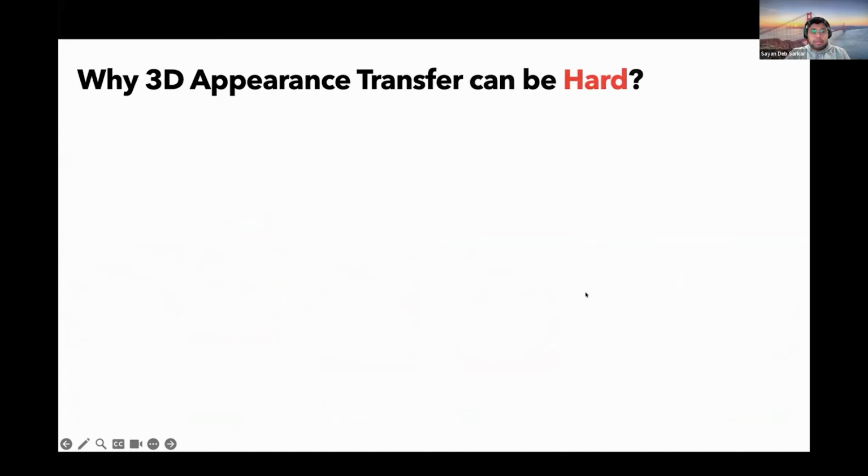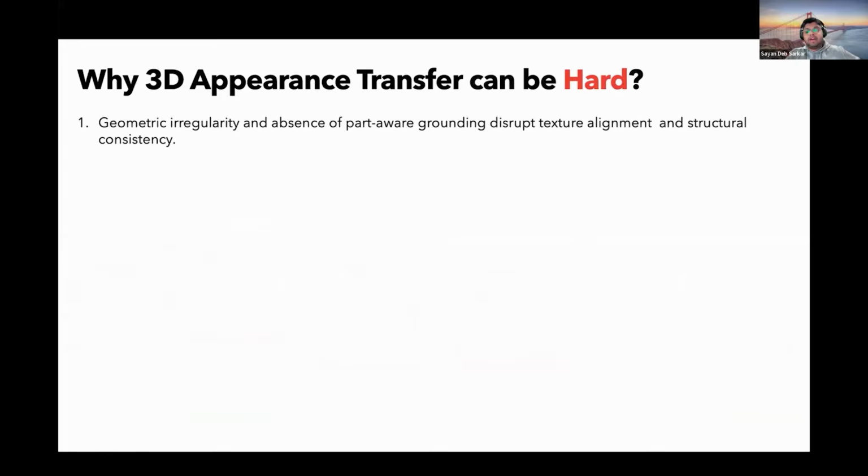Now, in practice, 3D appearance transfer is quite hard. Let's look at why it is hard. First, different shapes or different furniture might have geometric irregularity, and the absence of any sort of part-level grounding disrupts the texture alignment and the structural consistency.